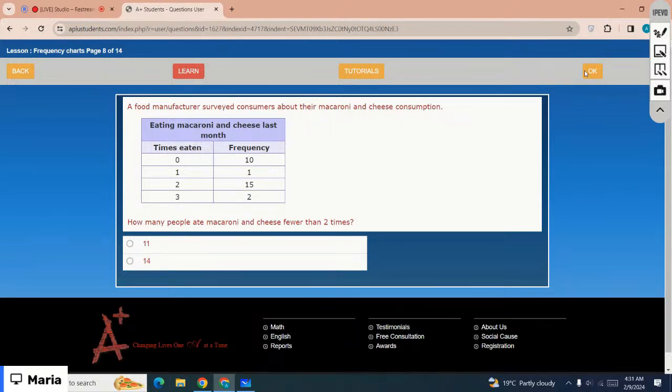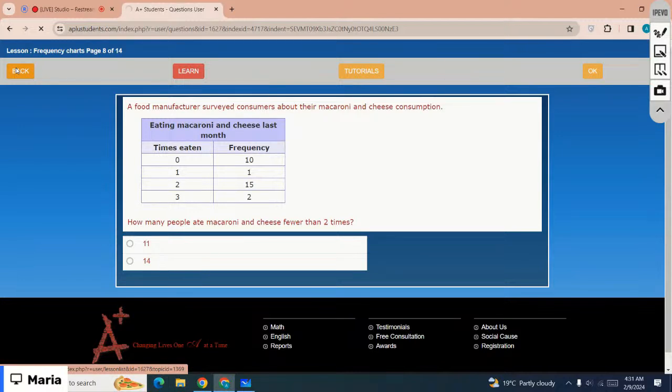A food manufacturer surveyed consumers about their macaroni and cheese consumption. How many people ate macaroni and cheese fewer than 2 times? Fewer than 2 is 1 and 0, and the frequency for 1 and 0 is 11. The correct option is 11. Okay, you can complete the lesson by yourself later today.